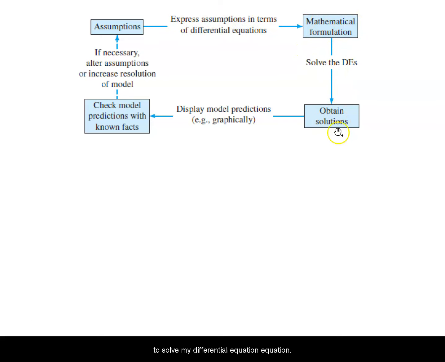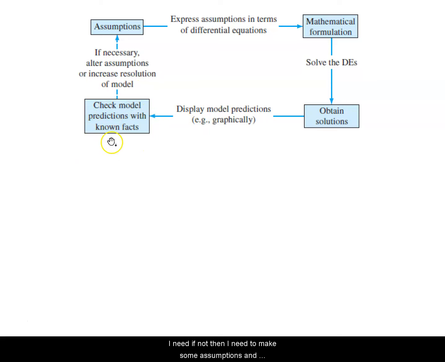I want to solve my differential equation, obtain a solution, and then see if my solution accurately predicts what is actually going on. So I'm going to check my model with known facts that actually happen. If it's accurate enough, I can keep it for what I need.